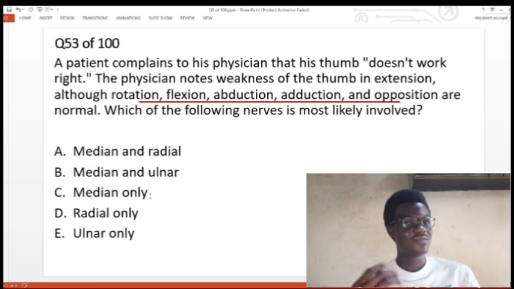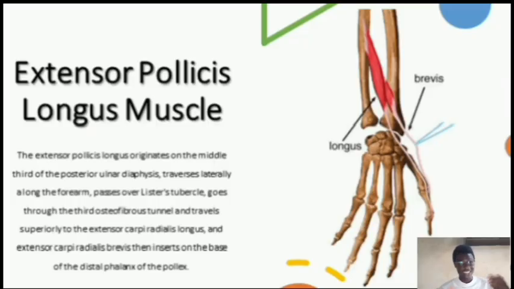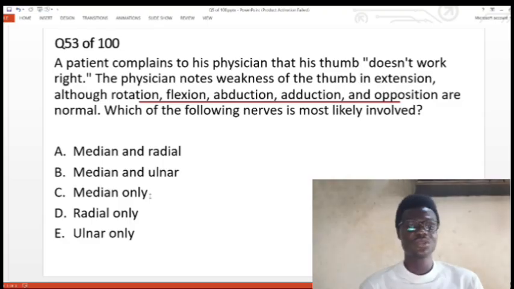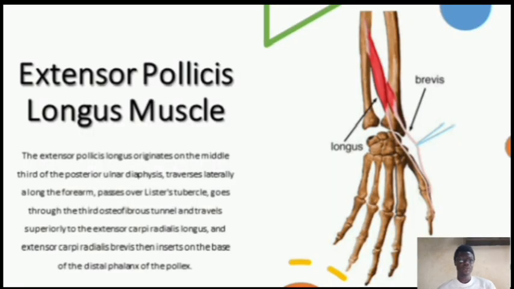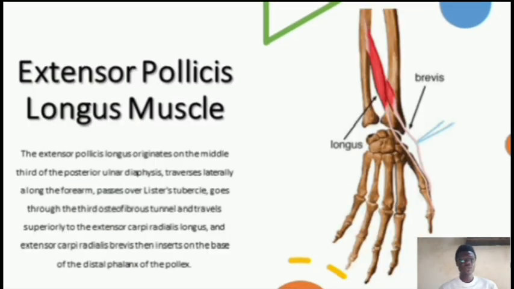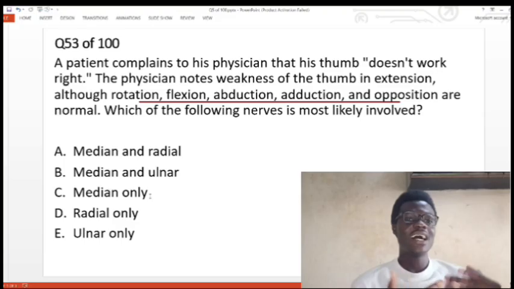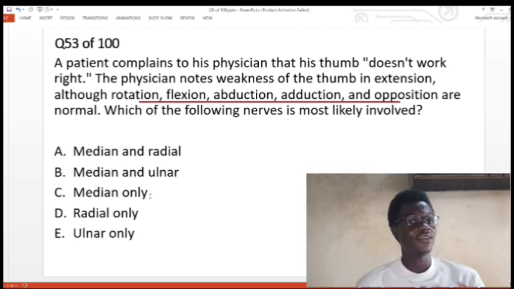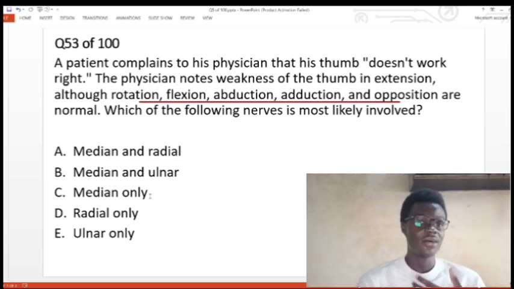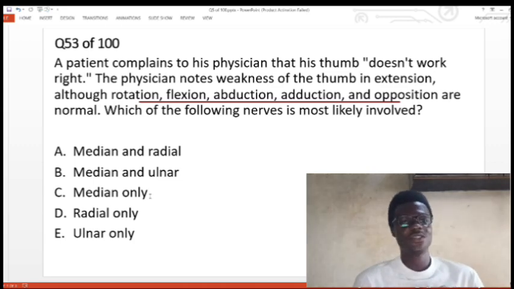Like I said, the radial nerve is most likely the correct answer, and it is actually the correct answer because the radial nerve innervates the muscles that do extension of the thumb. What muscles do extension of the thumb? It is the extensor pollicis longus and the extensor pollicis brevis. These are the two muscles that extend the thumb. They are innervated by the radial nerve, and of course they are in the posterior compartment of the forearm, or the extensor compartment of the forearm. So the correct answer is the radial nerve only.